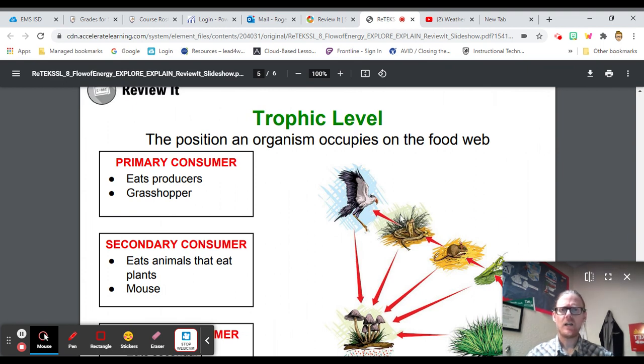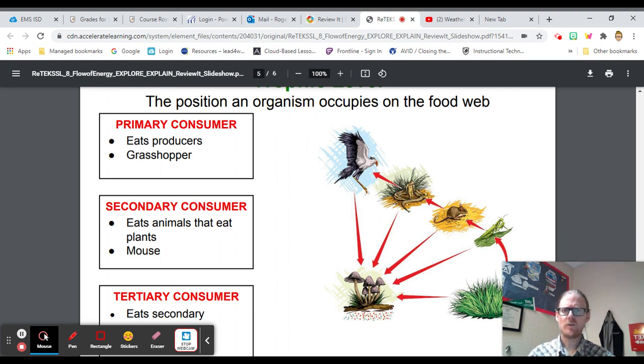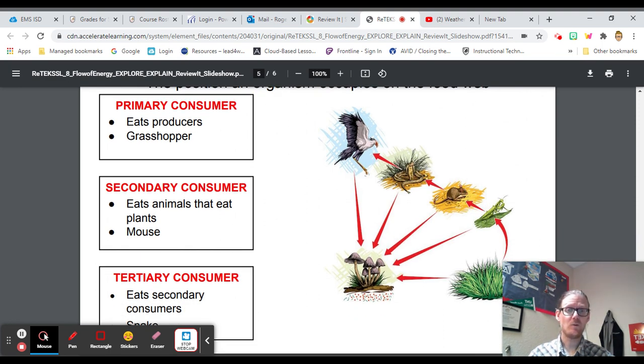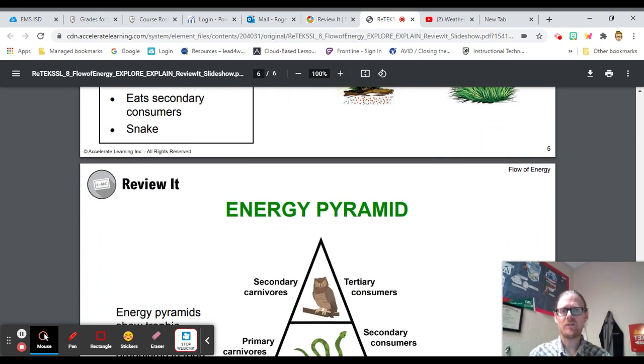Trophic level is just a fancy word for the position an organism occupies on the food web. So you have primary consumers, which eat the producers. That would be the grasshopper. You've got your secondary consumers, which in this case would be the mouse. You've got your tertiary, which would be your snake, and they eat the secondary consumers. And those are just the names for the different levels of energy.